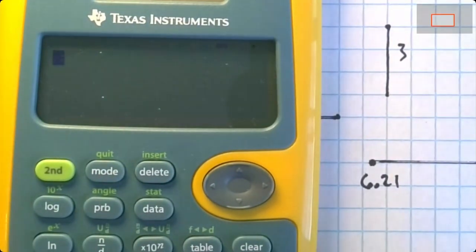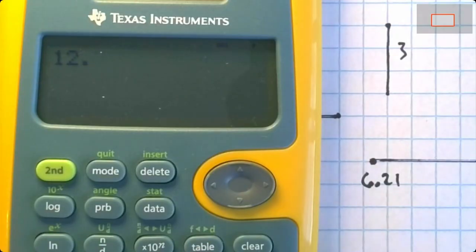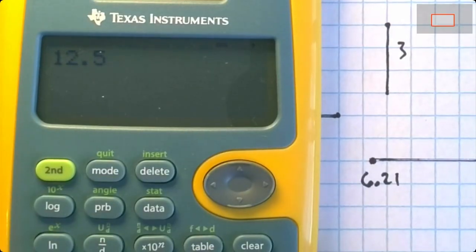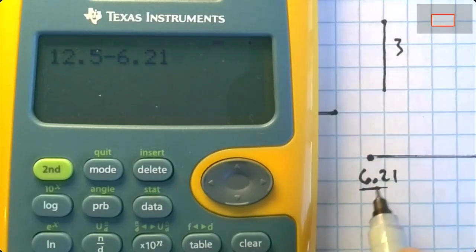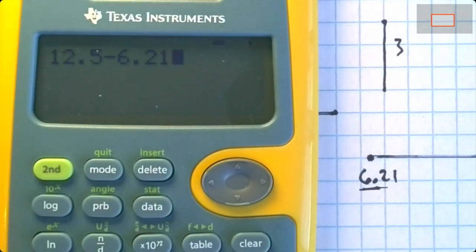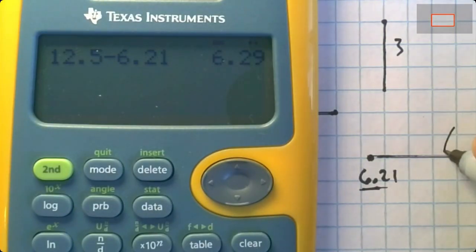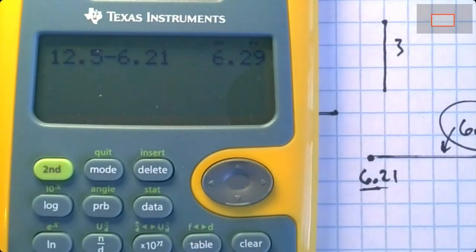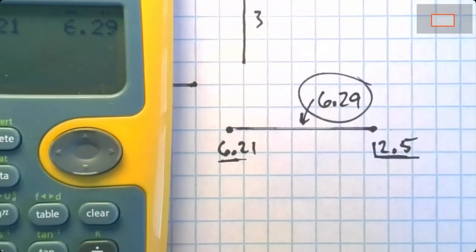So I can take 12.5, and from that, I can subtract 6.21. So if I know these x coordinates, I've got an x coordinate of 6.21 and an x coordinate of 12.5, I just get the difference in those, and that difference is 6.29. So that's pretty straightforward, right? It's just the difference in the two x coordinates that gives me the length.